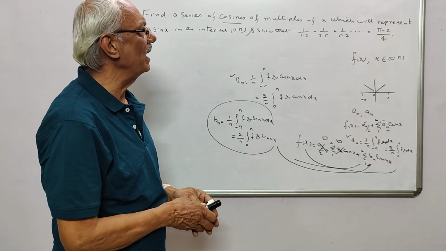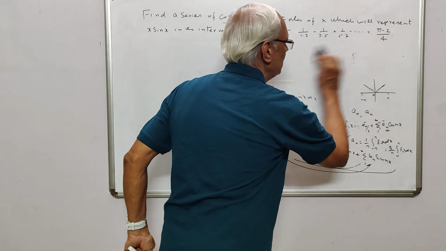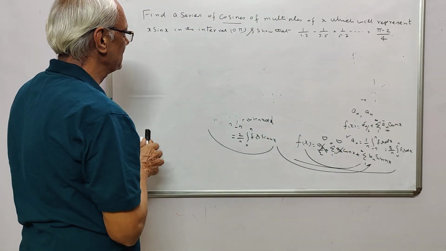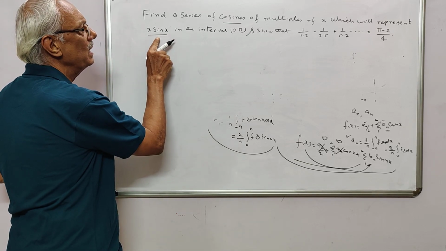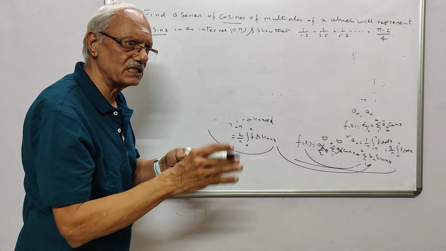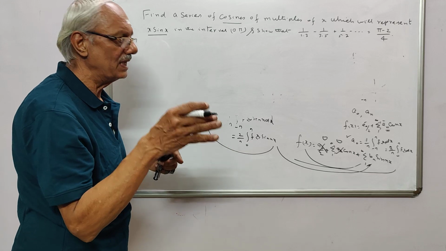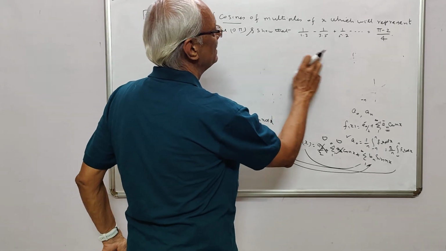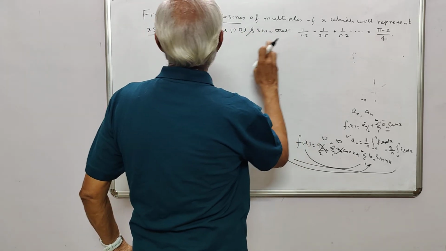Now you are asked to find the following problem. It is given here: x sin x. Can you see this x sin x? This x sin x has to be expressed in terms of cosine alone. That means it is defined in 0 to pi. Here it is defined, and multiples of x will represent x.